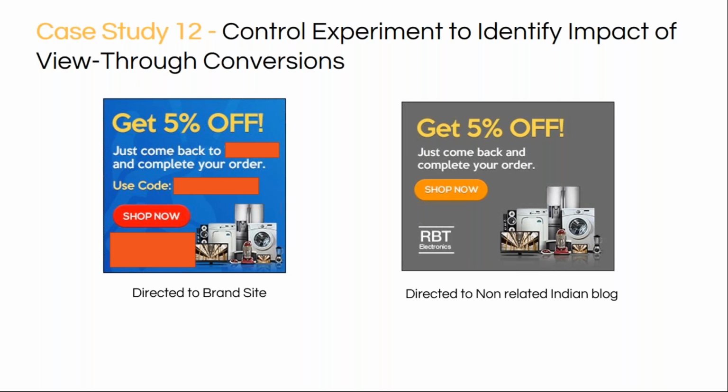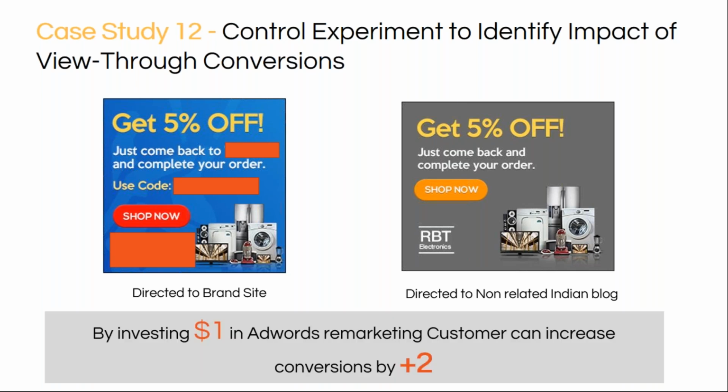So we actually did this brand ad, and we directed it to an unrelated Indian blog, so even though people click on this ad, they won't go to the website. They don't have any way to go to the website and convert. So we found that if we invest $1 in AdWords remarketing, even though it doesn't provide us a conversion by clicking, we can get +2 conversions, because this is a remarketing campaign. This is the insight we got.